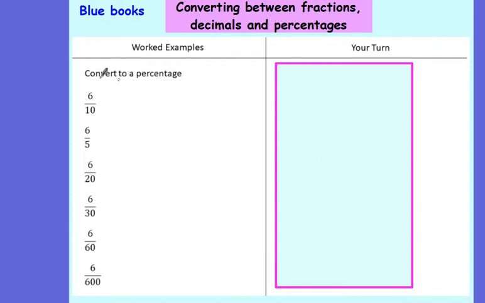So watching me. If I'm converting to a percentage, I know that percentage means out of 100. So I want to make that bottom number 100. I've multiplied 10 by 10 to get 100, so I need to do the same on the top. So 6/10 is going to be 60 out of 100, or 60%.